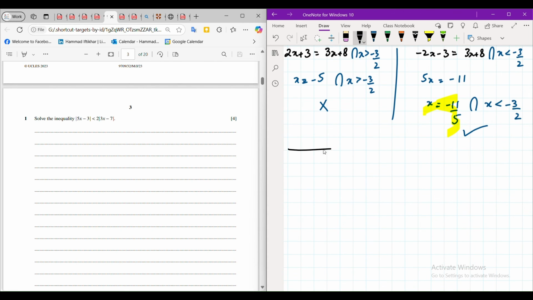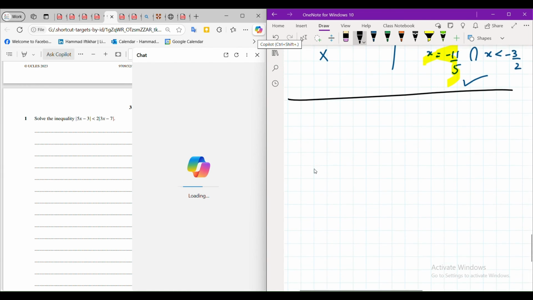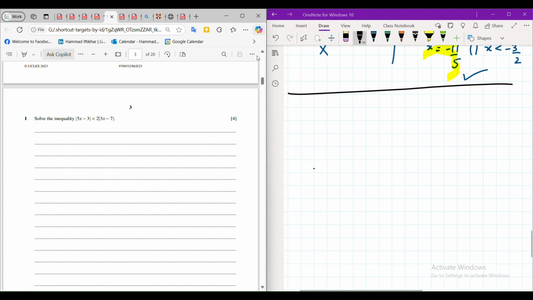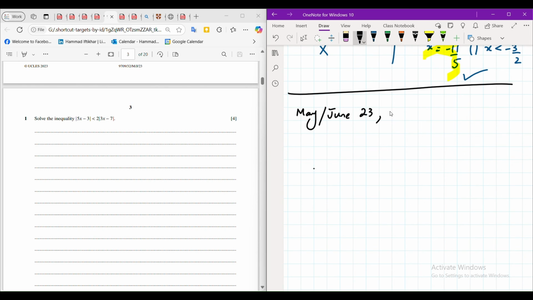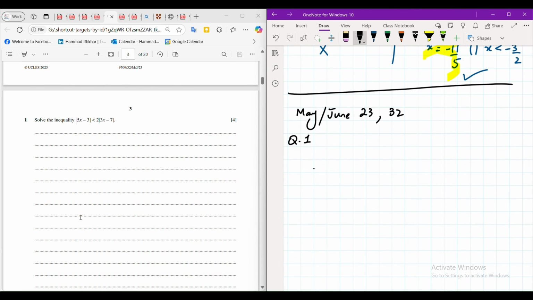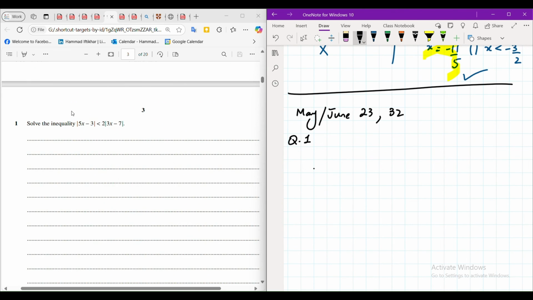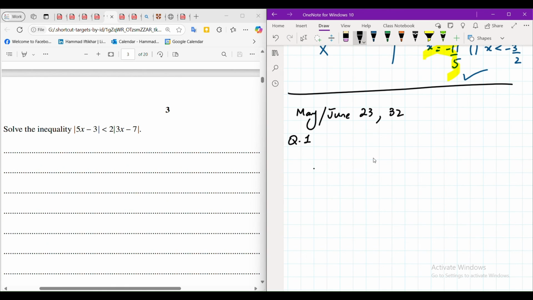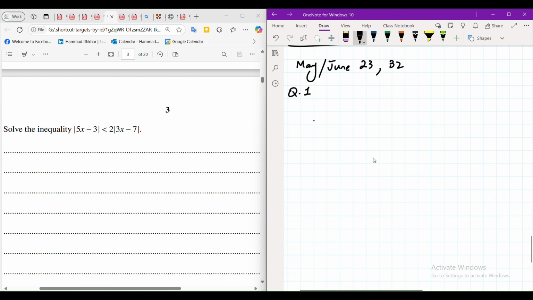Okay, so the next question is from May, June 2023 also, but that is 3-2. So May, June 23, paper 3-2, and question number 1. And as we see, they're not asking us to make any graph whatsoever, so we can use the squaring method over here. We don't need to go for that.